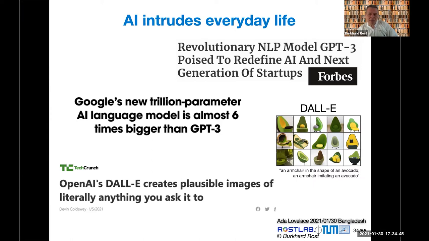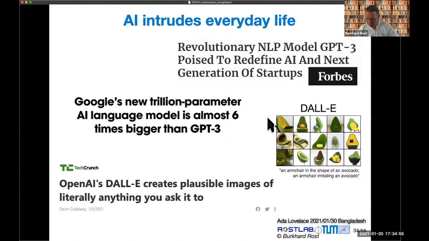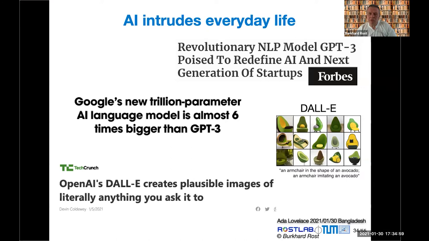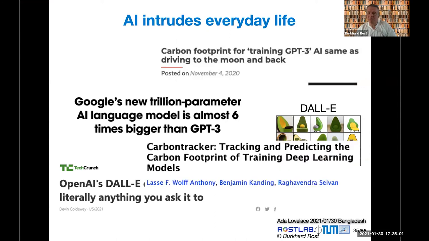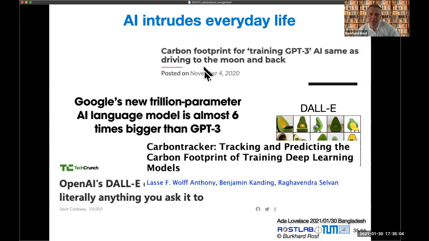This is one of the reasons that automatic text recognition works so much better today than 10 years ago. That is AI. And that is AI with a lot of free parameters. How many free parameters are needed? And there we get into a new kind of debate that is not about bias, but about the carbon footprint. This GPT-3 is like driving from the moon to the moon and back.